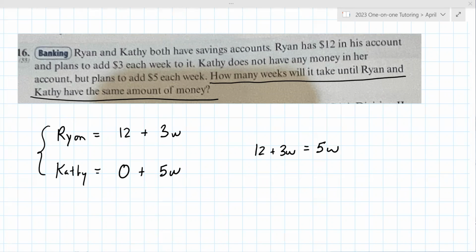I can add and subtract as long as they have the same variables. So what I'm hearing is you want to subtract 3W from both sides. Is that right? Because you want to get it on one side, and it doesn't matter whether it's left or right. You want to move to the right because you've got a number on the left already. So that's 12 equals 2W.